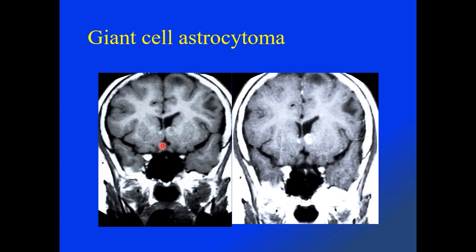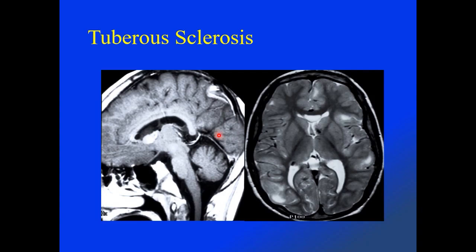On these images, we see enhancing masses adjacent to the region of the foramen of Monro along the inferior aspect of the frontal horns bilaterally, consistent with giant cell astrocytomas. We can see the larger of the two lesions on sagittal post-contrast T1 weighted images here, and T2 weighted images demonstrate multiple irregularly shaped cortical T2 hyperintense lesions consistent with cortical tubers in this patient with tuberous sclerosis.